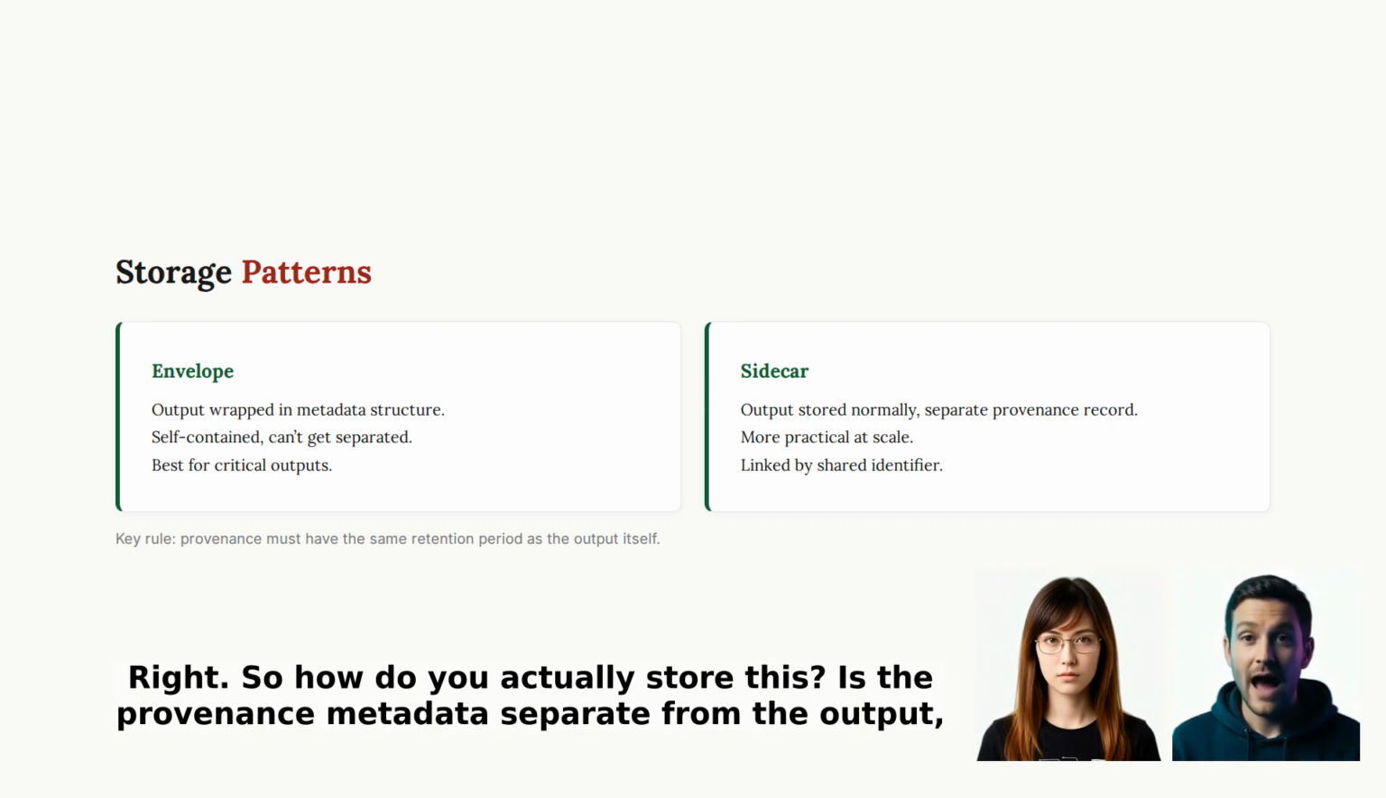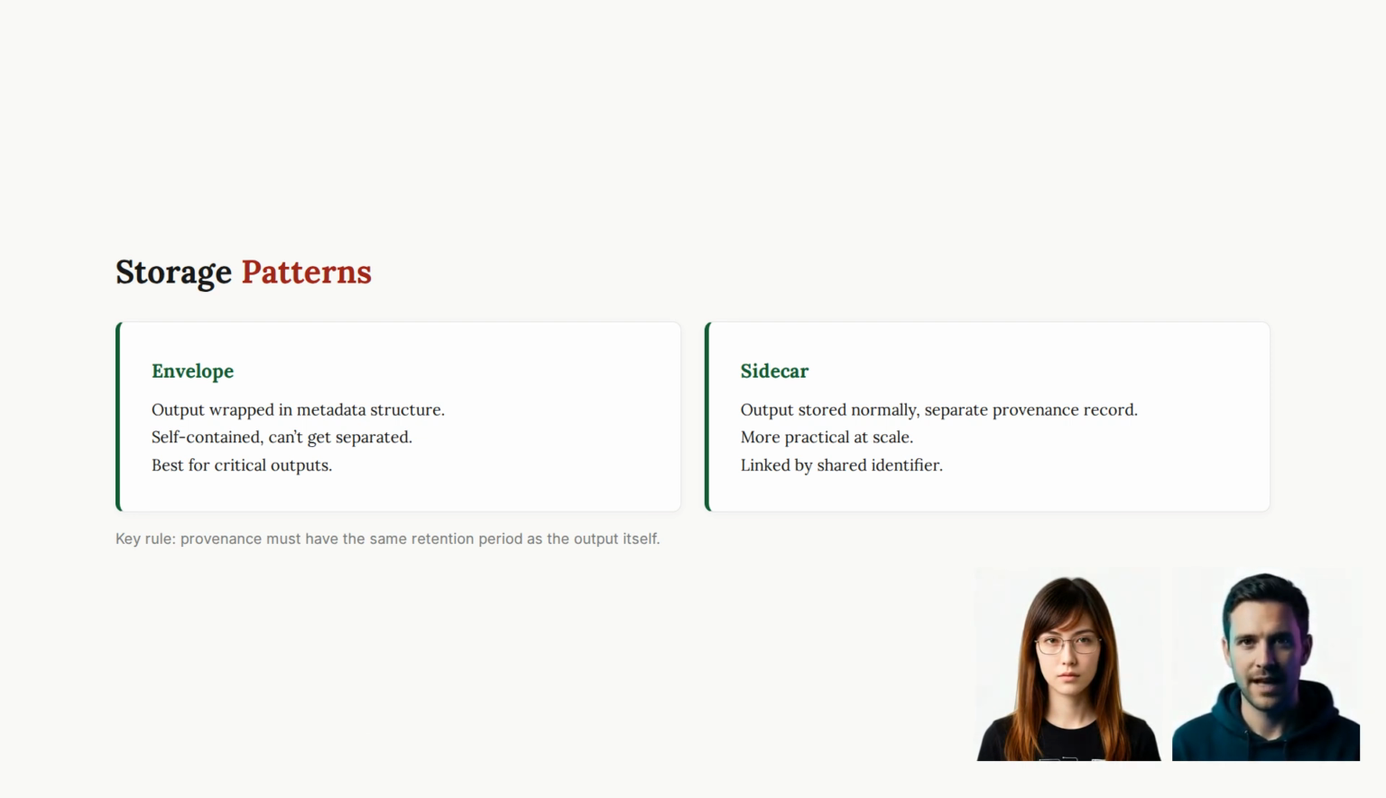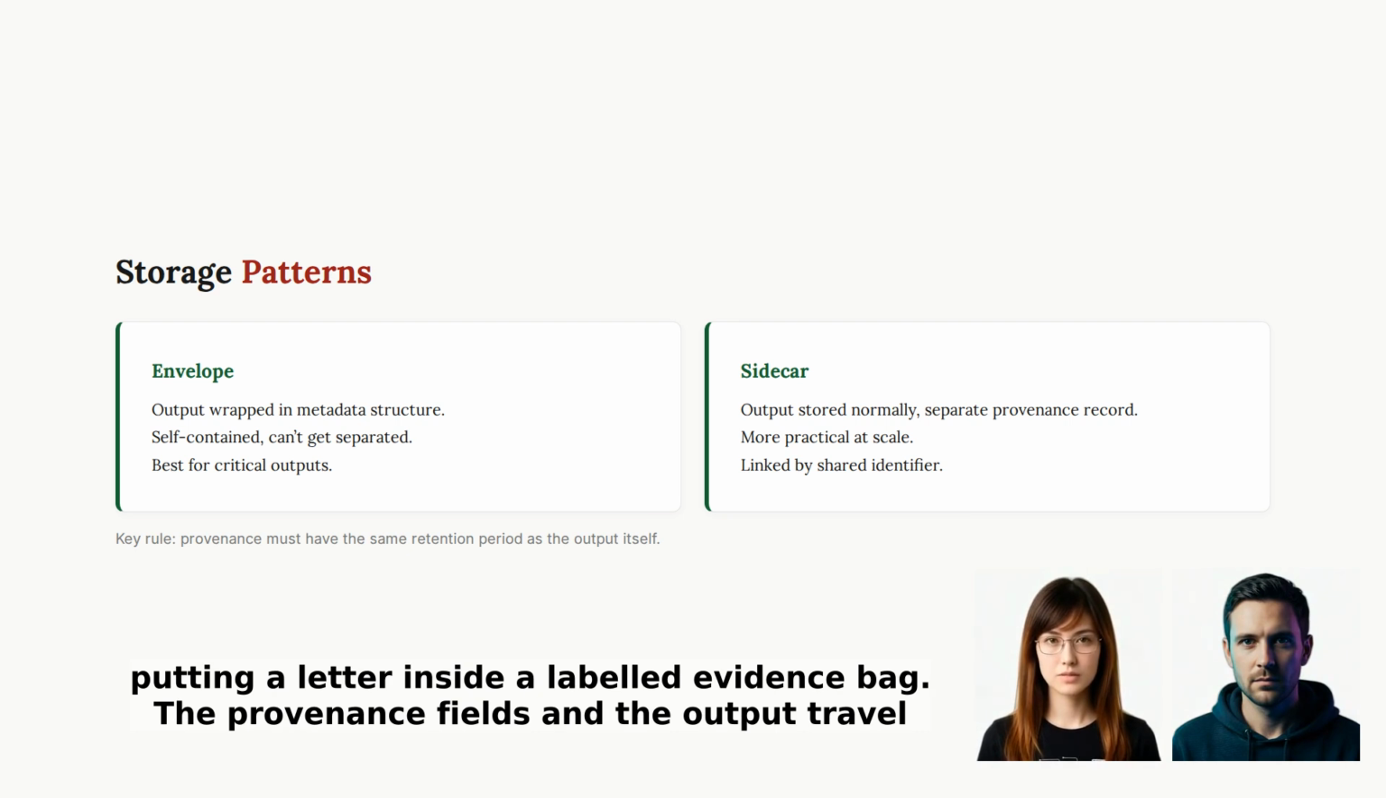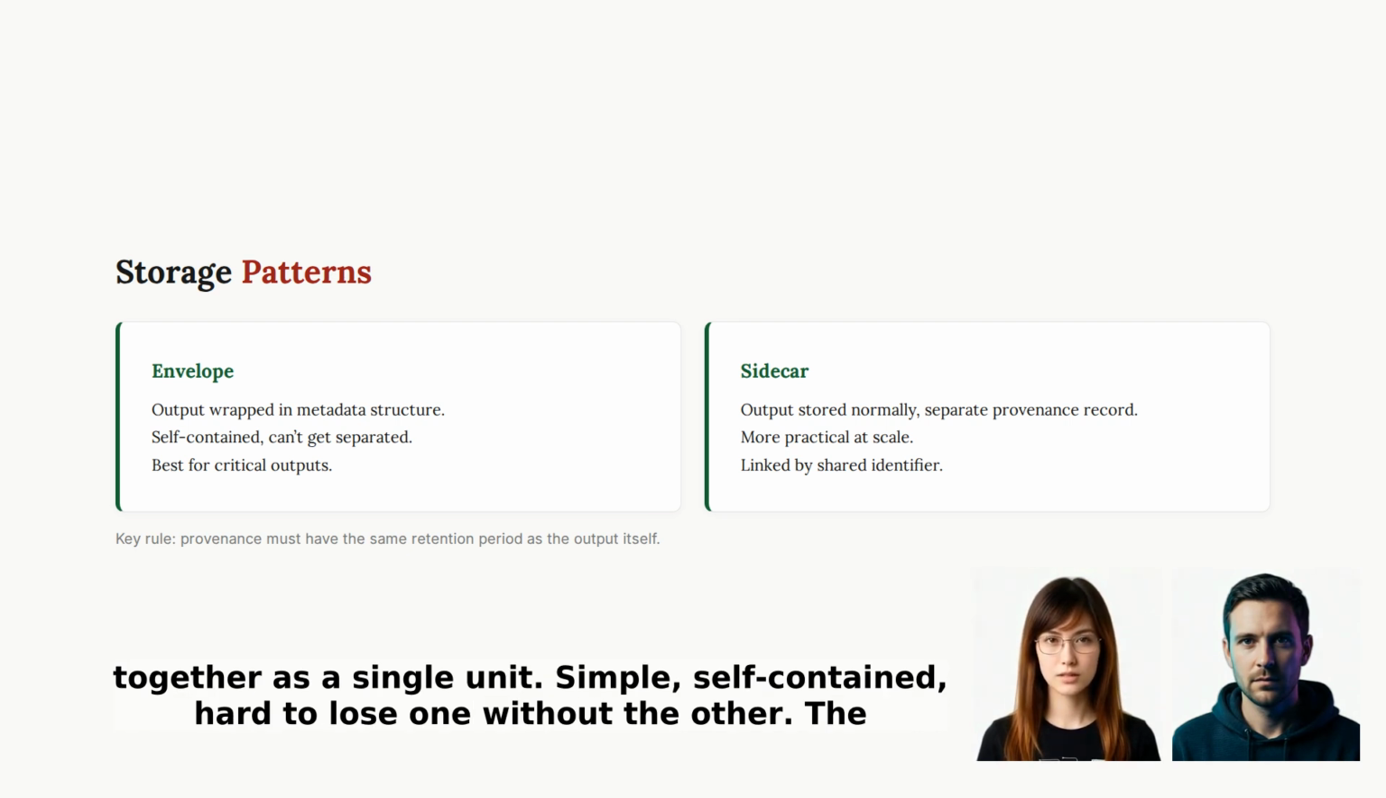Right. So, how do you actually store this? Is the provenance metadata separate from the output or bundled together? Two main patterns. The envelope pattern wraps the AI output inside a metadata structure, like putting a letter inside a labeled evidence bag. The provenance fields and the output travel together as a single unit. Simple, self-contained, hard to lose one without the other.